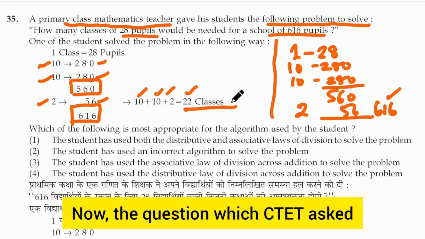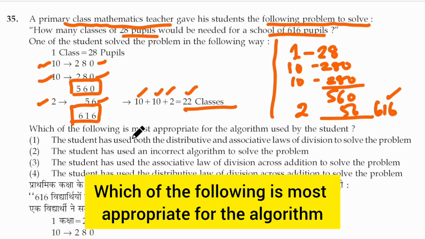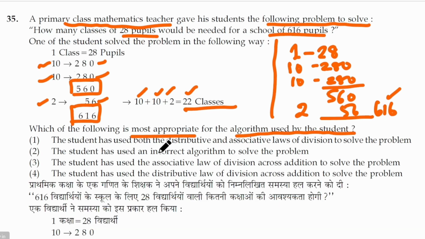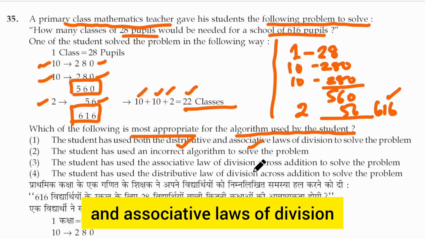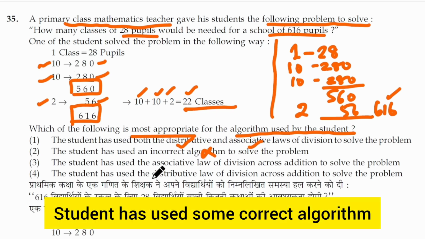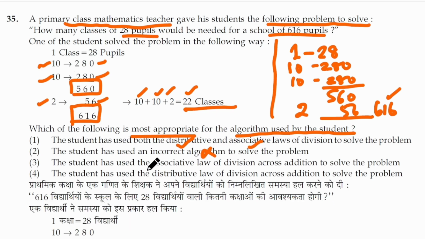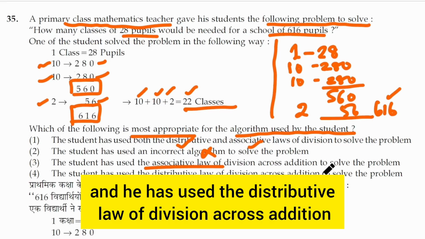Now the question which CTET asks, and this is a paper 1 question, please. Which of the following is most appropriate for the algorithm which has been used by the student? The student has used both the distributive and associative laws of division. The student has used an incorrect algorithm. This is of course wrong. Student has used some correct algorithm. He has used the associative law of division, and he has used the distributive law of division across addition.